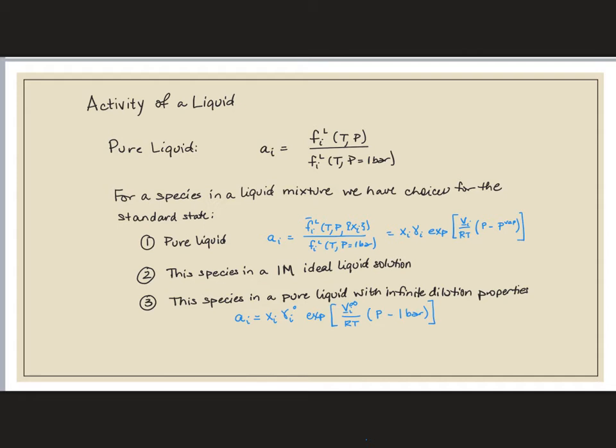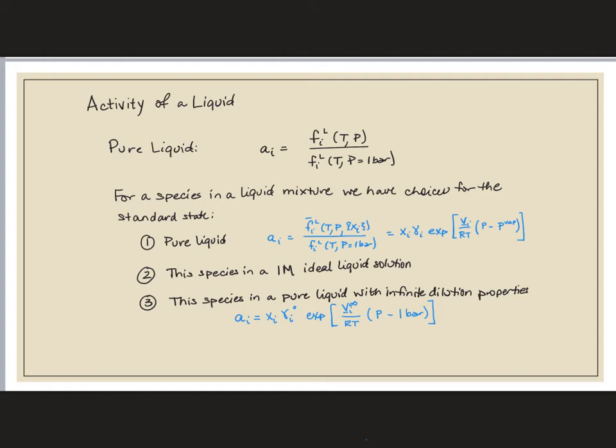Most of the time, I think we think of the pure liquid state, and that simply would be equivalent to what we had for the gases. So it's going to be the fugacity of the species in the mixture in a liquid state at the temperature, pressure, and mole fractions of the liquid, divided by the pure fugacity at temperature and 1 bar. And so that, using activity coefficients, gives me xi times gamma i times the exponential of the molar volume of the liquid over RT times P minus the vapor pressure.